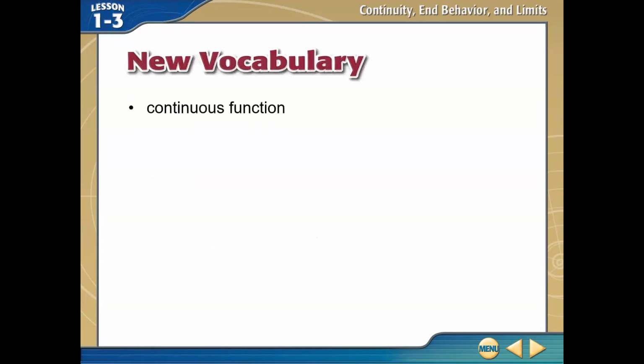Your new vocabulary, we have continuous function. That's a function that doesn't break. It doesn't have a jump discontinuity. It's not undefined. It has no imaginary values that are present. It is continuous all the way through, meaning that for all the values of the domain, we will have values, or the domain can be all real numbers.